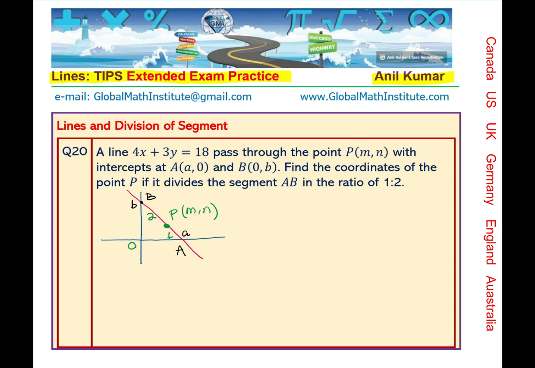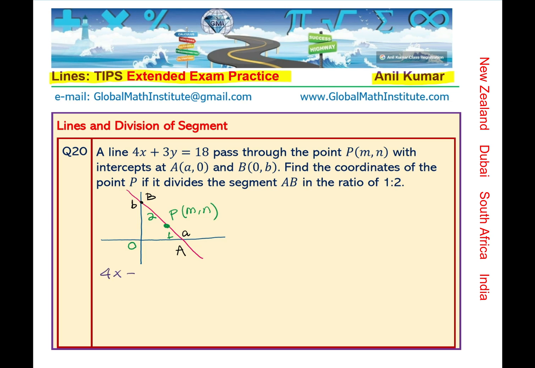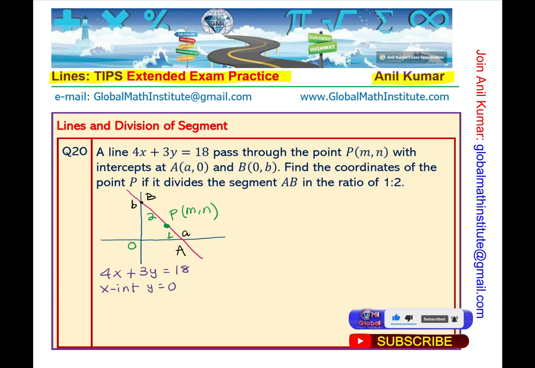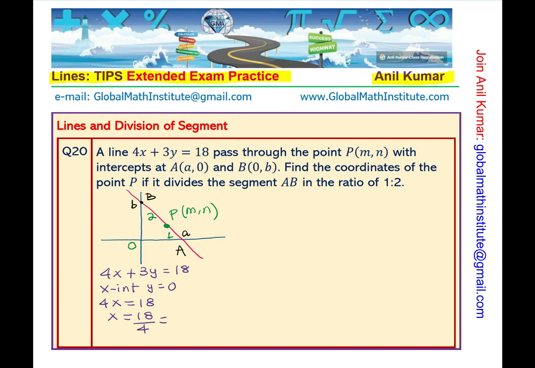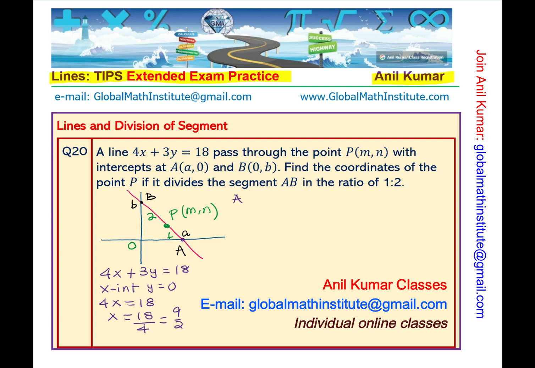Now let's begin with finding the x and y intercepts from the given line. Line is 4x + 3y = 18. For x-intercept, we'll put y equals 0. And so we get 4x = 18, or x = 18 by 4, which is 9 by 2. So the x-intercept here, the value of a is 9 by 2. So we get the coordinate points of A, which are (9/2, 0). Perfect.